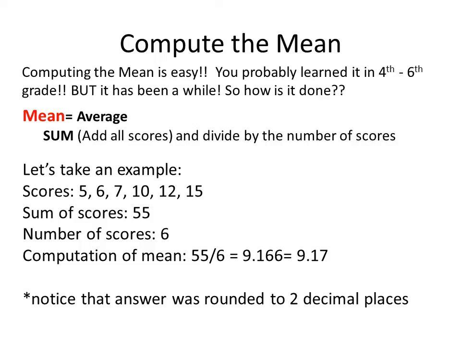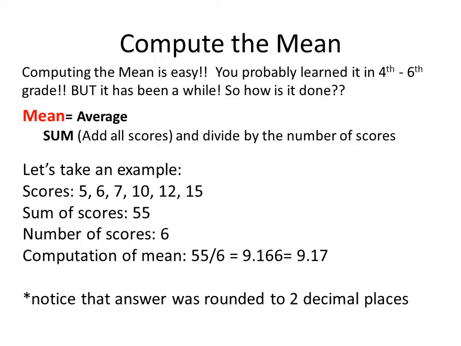So we have scores. We have 5, 6, 7, 10, 12, 15. Well, if we add all of those scores together, 5 plus 6 plus 7 plus 10 plus 12 plus 15, we have a sum of 55. Now, we then have how many scores? So we have 6 scores. So what we then do is we take 55, which is our sum, and we divide 55 by the number of scores, which is 6.